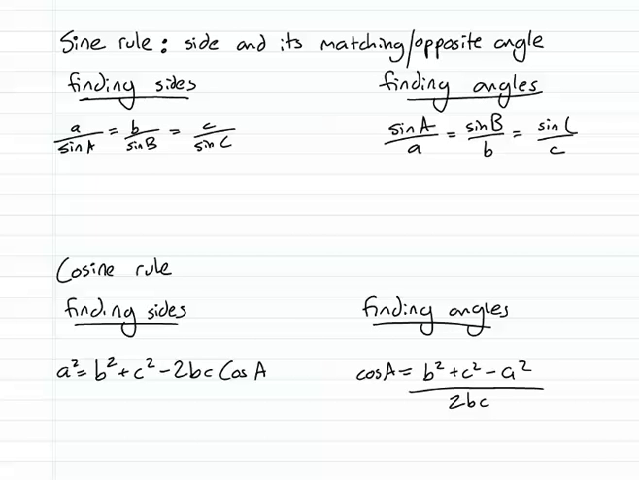If you want to use the cosine rule, you need to have either three sides for finding any angle, or two sides and the included angle for finding sides.